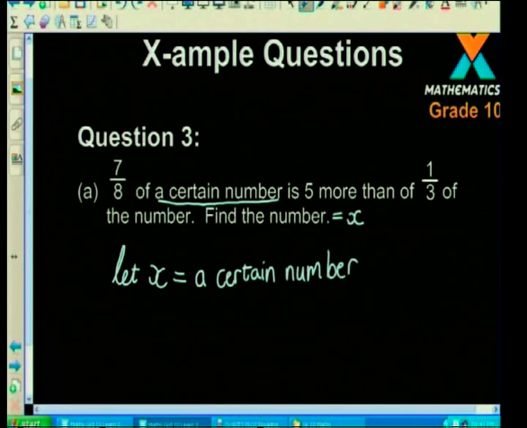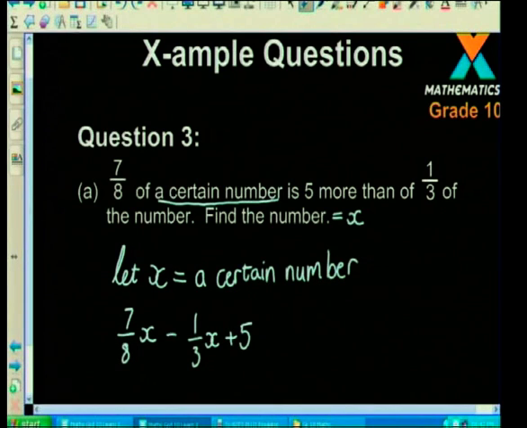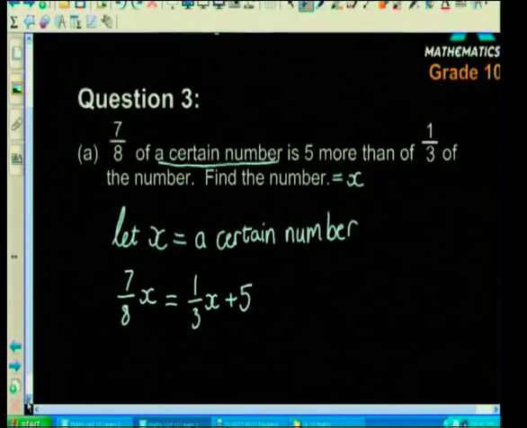So 7/8 of a number. That means we're going to be multiplying 7/8 by x, which is 5 more than 1/3 of the number. So we've got 1/3 of x plus 5 is going to be equal to 7/8 of x. Why are we adding 5 to 1/3 of x? Because 1/3 of x is 5 less than 7/8 of x. So let's go on to solving it.